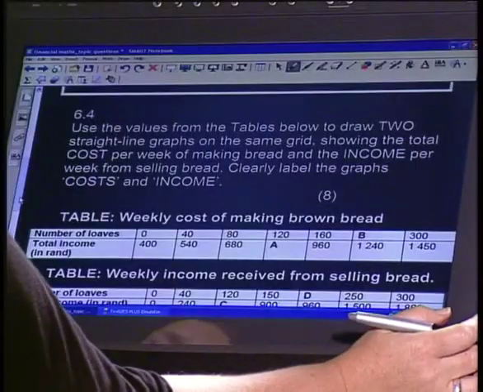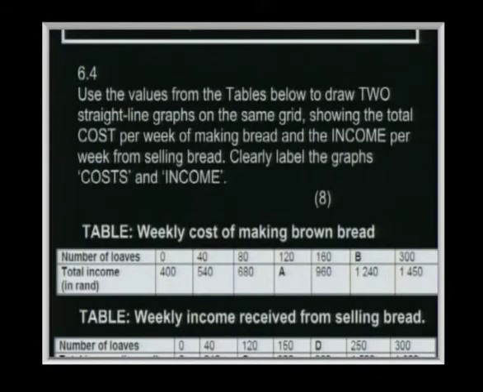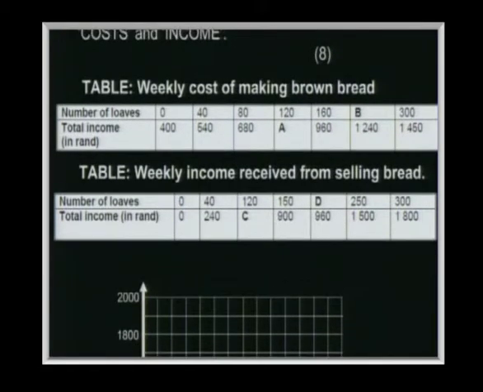Now we're going on to 6.4, which involves drawing the graphs of these two tables. It says, use the values from the tables below to draw two straight line graphs, the keyword being straight line, on the same grid, showing the total cost per week of making the bread and the income per week of selling the bread. Clearly label the graphs, costs and income. So first of all, we're going to identify which is our costs and which is our income. Very clear. There's cost, there's income.